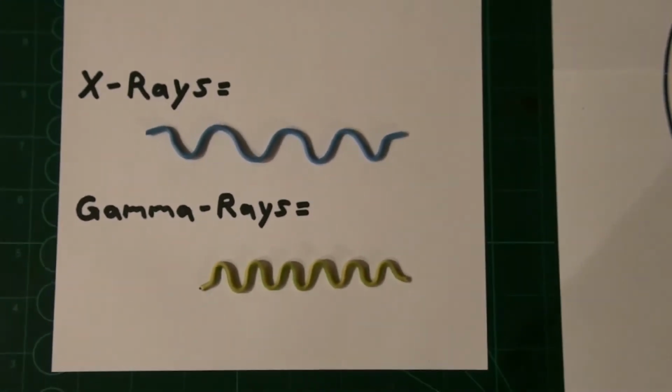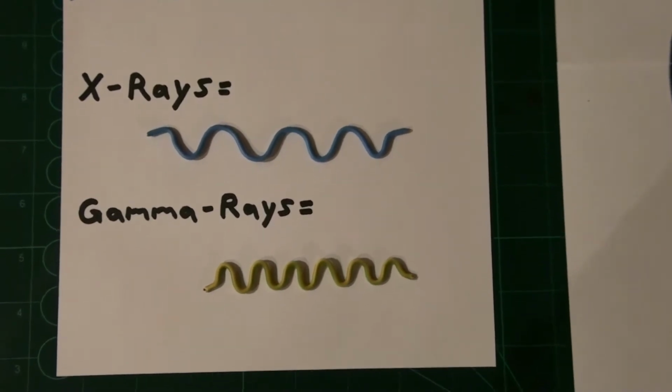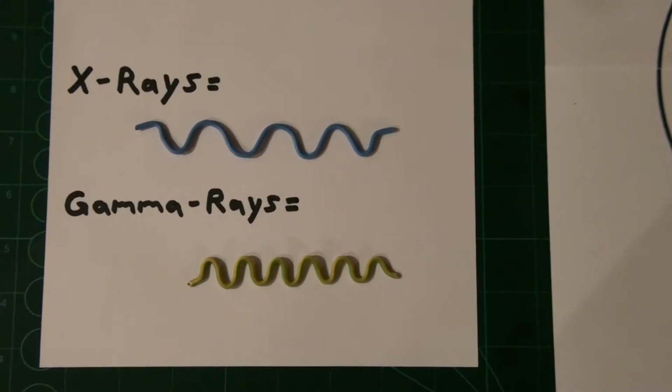And down here we have the photons. We've got our X-rays, which have a longer wavelength, and the gamma rays, which have a shorter wavelength and a higher frequency and are more powerful, therefore.